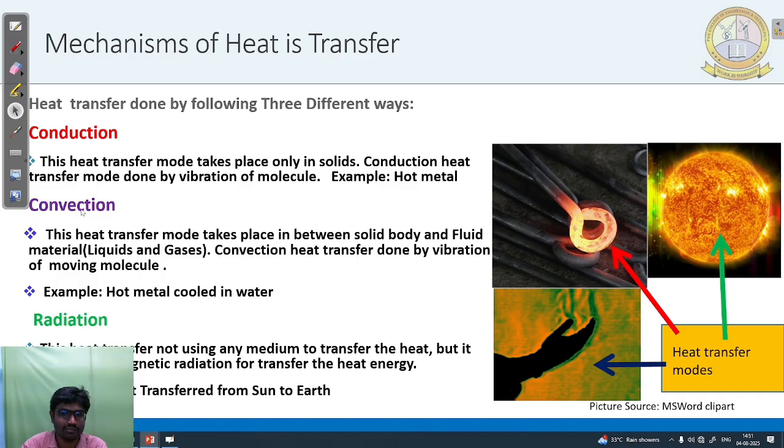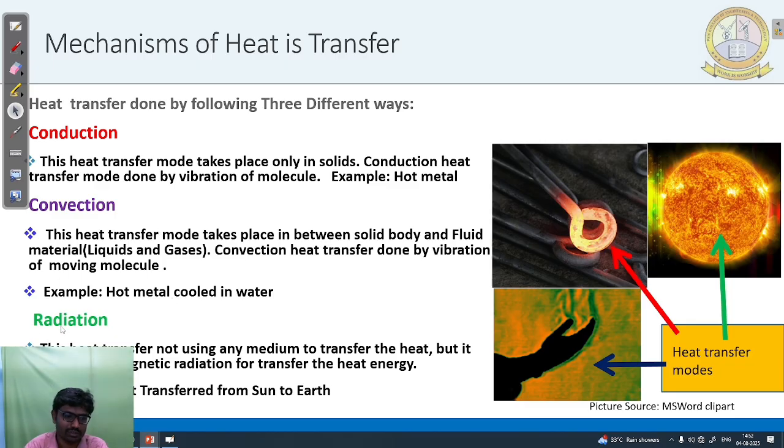The second thing is convection. We will see it in detail in separate slides later, but I'll give you a brief idea. Convection is the heat transfer that takes place between two different mediums, for example solid to liquid, liquid to gas, or gas to solid, whatever it may be, or due to density difference. This we call convection. An example is a hot metal cooled in water.